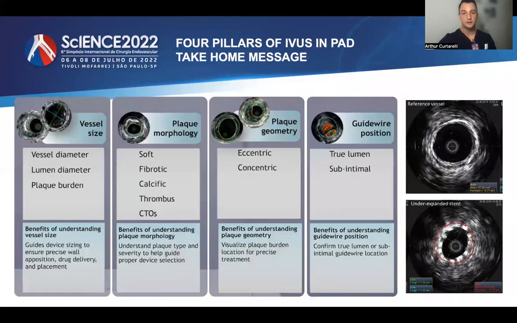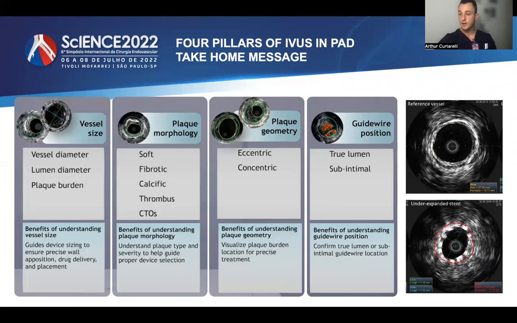So to summarize all this information, here are the 4 pillars of IVUS in PAD. Number 1, vessel size. Number 2, plaque morphology. Number 3, plaque geometry, dissection, and CTO. Number 4, guide wire position and final control.